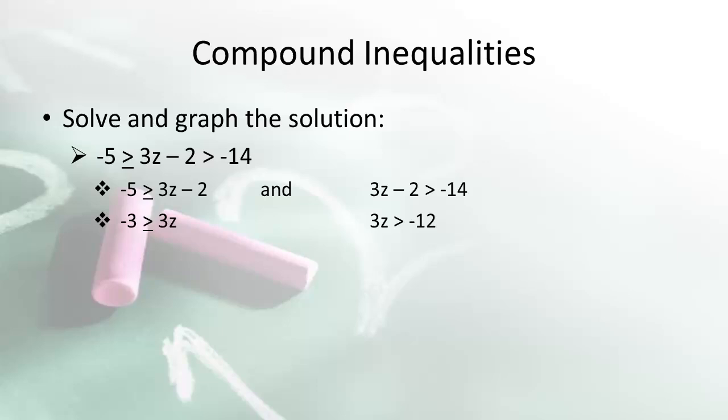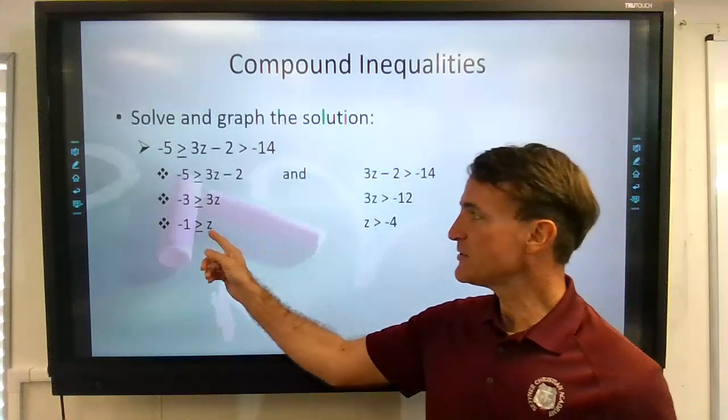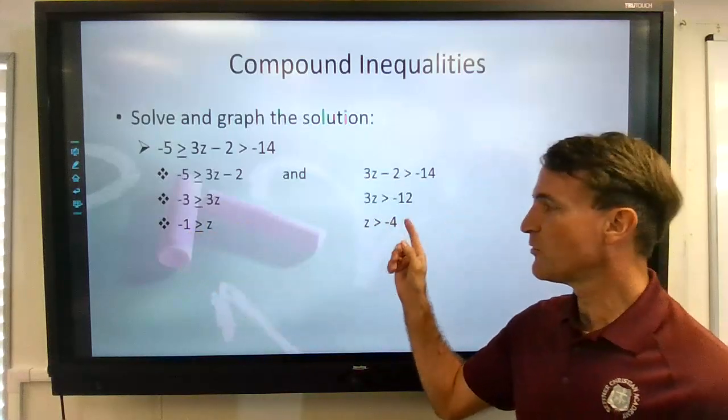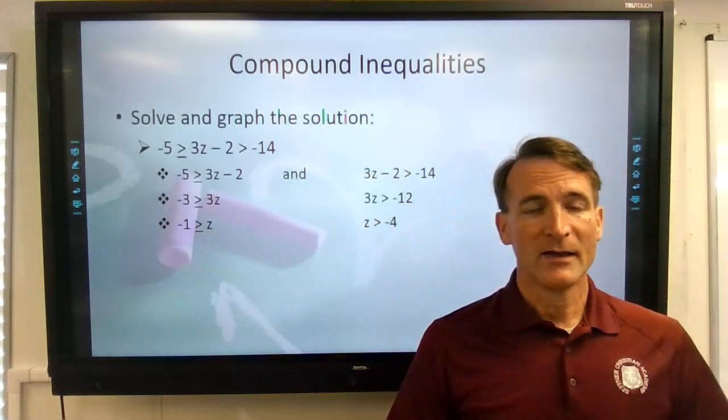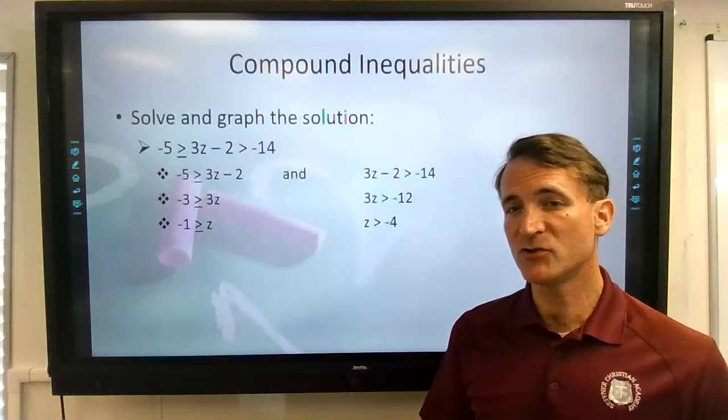That's going to give me -3 is greater than or equal to 3z, and 3z is greater than -12. Now I'm going to divide both sides of both inequalities by a value of 3. That gives me -1 is greater than or equal to z, and z is greater than -4. So do I have values that are less than -1 and at the same time greater than -4? And the answer to that is yes. Anything in between those two values is going to work.